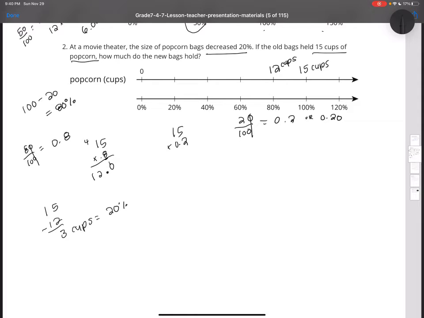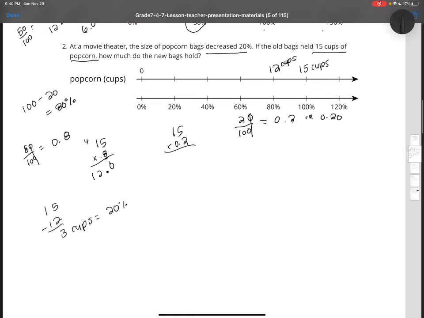All right. And when I multiply that, I should get 2 times 10, which is 2 times 5, which is 10, carry that 3, 1 digit behind the decimal, so it'll be 3. So 20% would equal 3 cups. If 20% equals 3 cups, 40% would equal 6 cups.